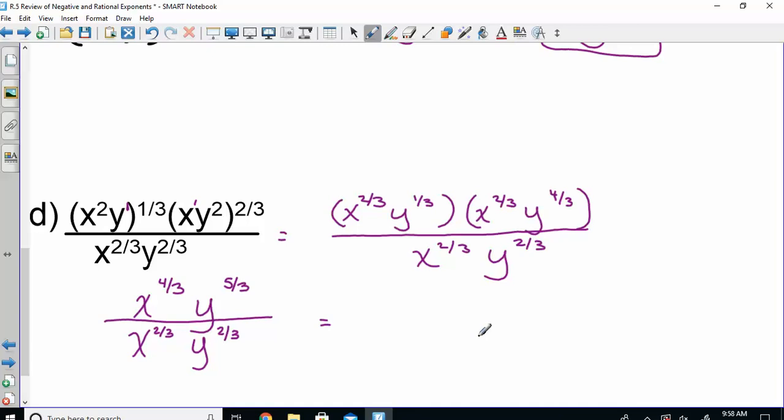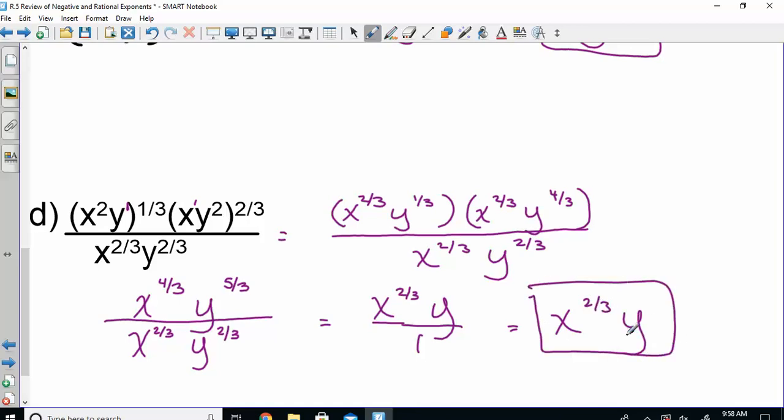All right, so then if you're dividing, what do you do with your exponents? So, what's bigger, 4/3 or 2/3? 4/3. So it's going to end on top. 4/3 minus 2/3 is 2/3. For my y's, what's bigger? 5/3. So 5/3 minus 2/3 is 1. Now you don't have anything left on the denominator, so you could put a 1 underneath, or you can just drop your denominator altogether. X to the 2/3 y.